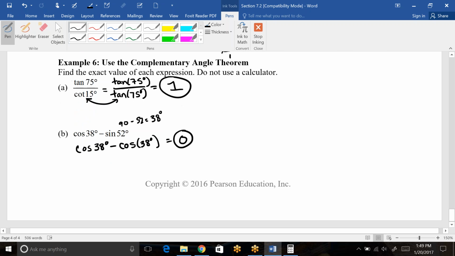All right, and that ends the section 7.2 notes.